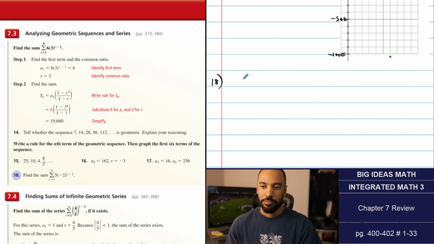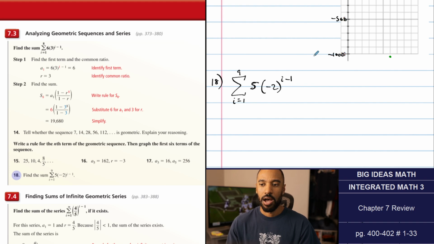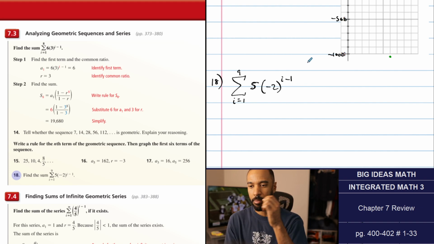Number 18, find the sum. So this will be a lot like the example one we have. Find the sum from i equals 1 to 9. Your only geometric series on here. Finite geometric series. Next is all about infinite. 5 times negative 2 to the i minus 1 power.